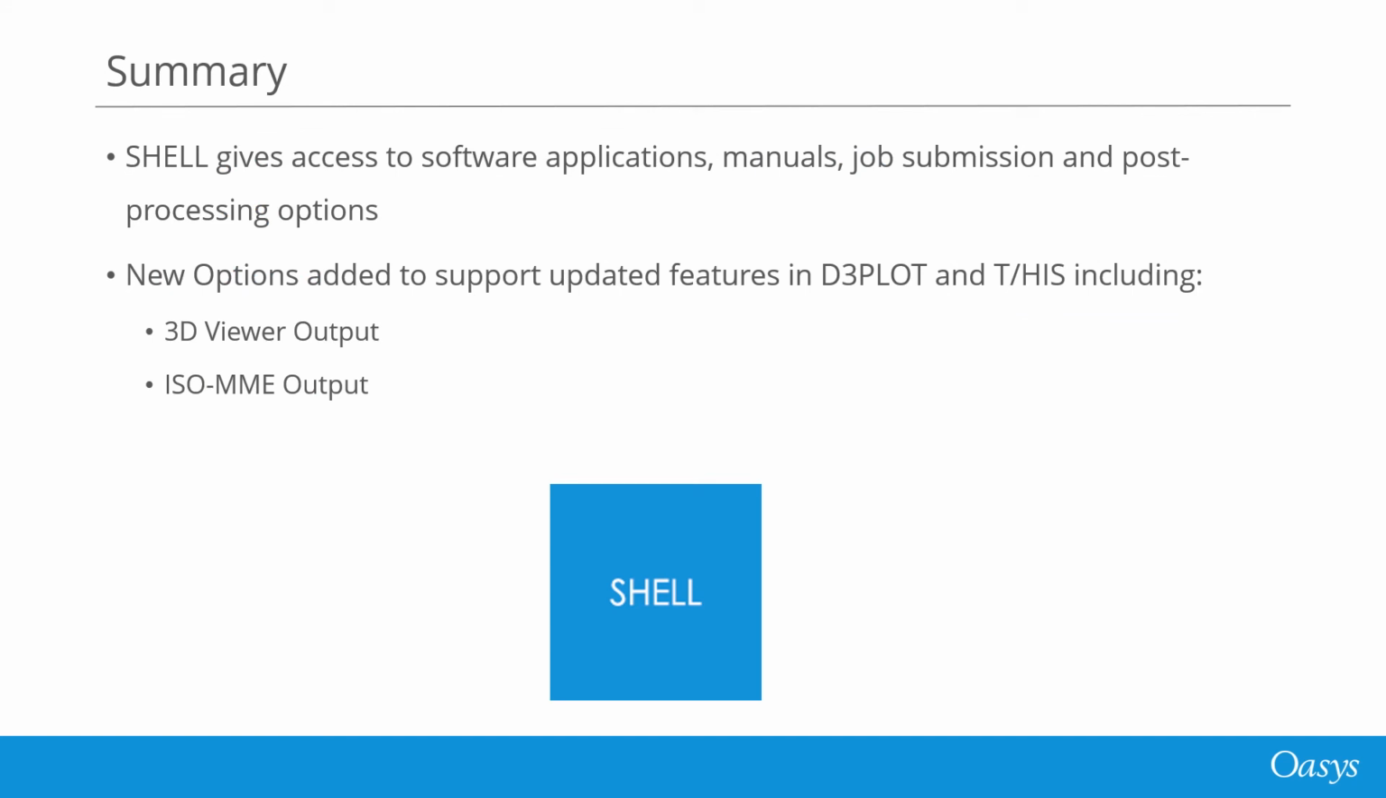So to summarise, the shell gives access to software applications, manuals, job submission and post-processing options, to name a few. New options added to version 18 include support for updated features in D3plot and THIS, including 3D viewer output options and ISO MME output options.